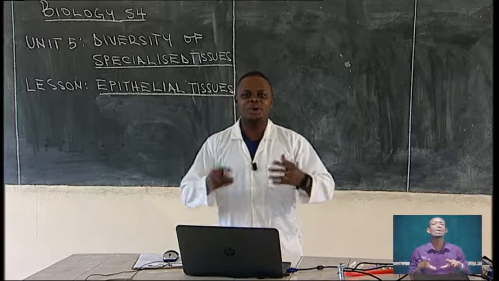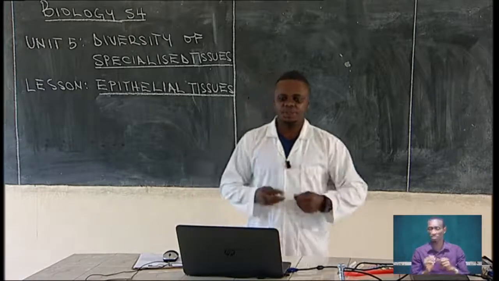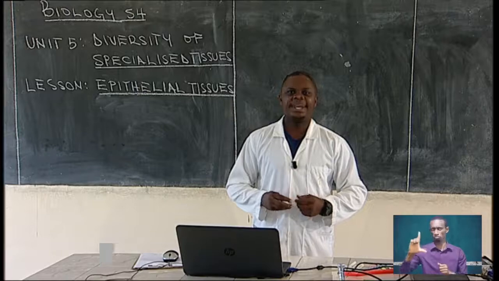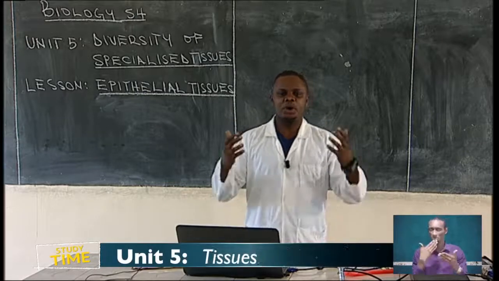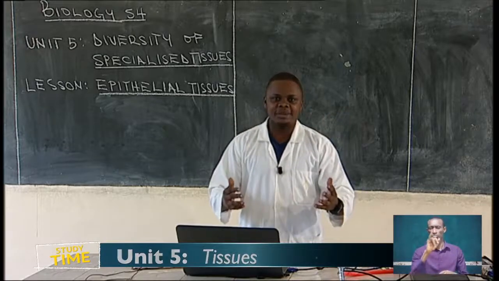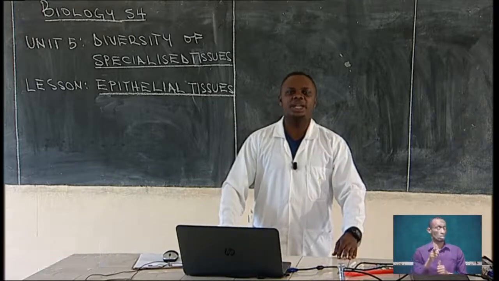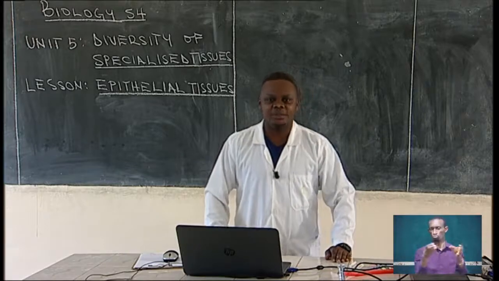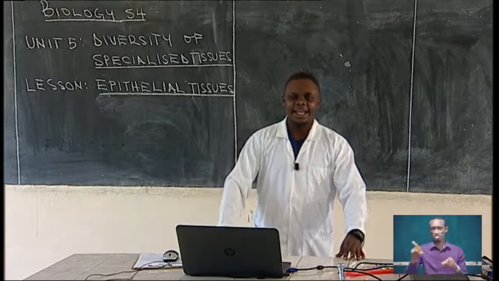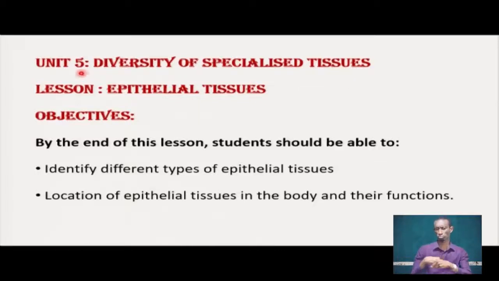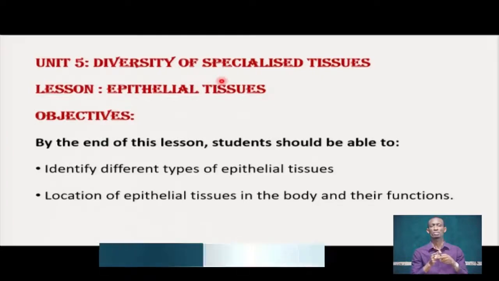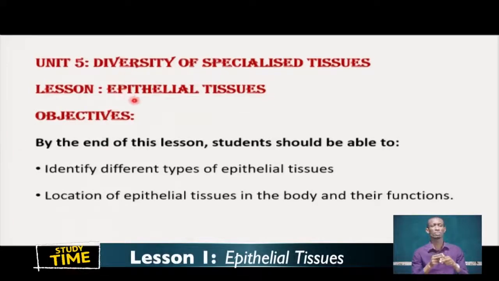How do we call a group of cells joined together? Excellent. It's a tissue. A tissue is a group of similar cells which are specialized to perform a particular function. That is excellent. Now, our lesson today is from Unit 5, which is Diversity of Specialized Tissues. And the lesson is Epithelial Tissues.